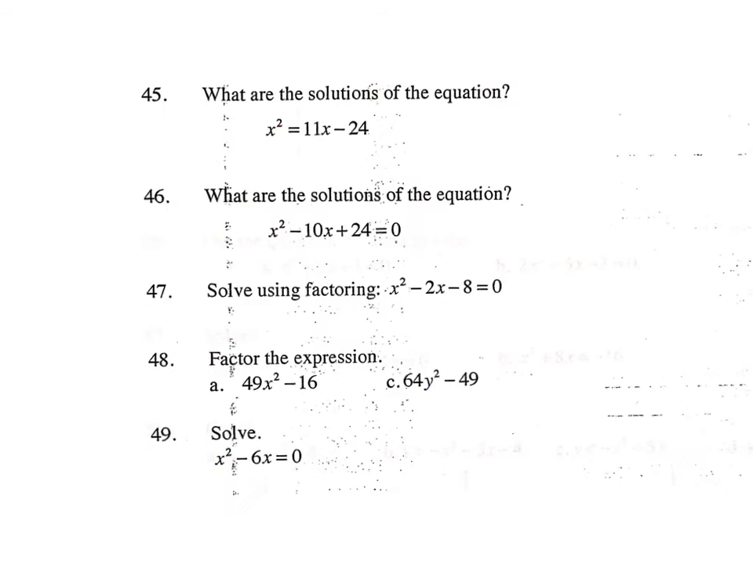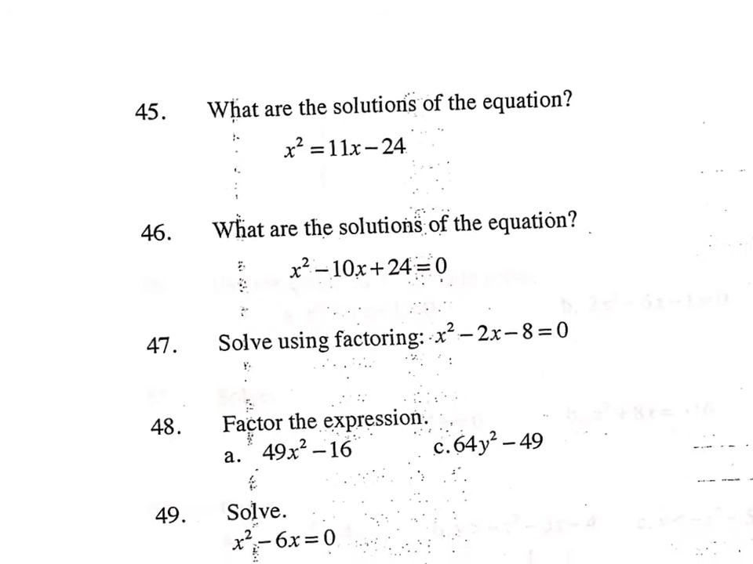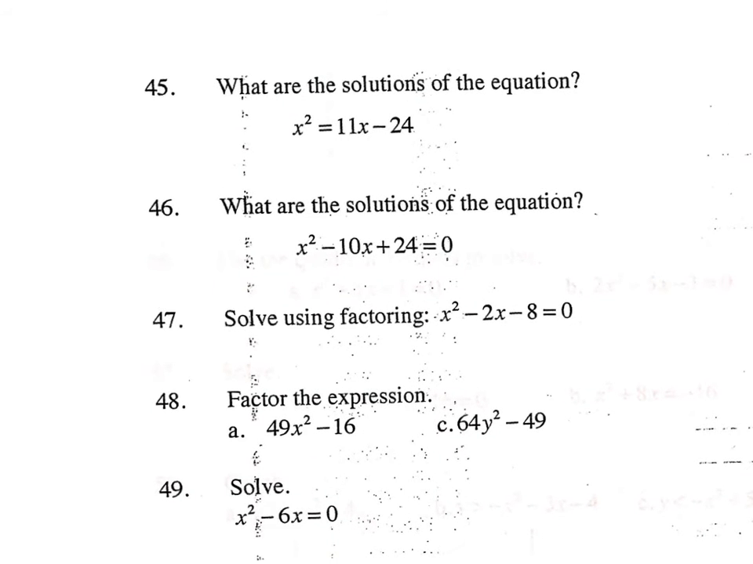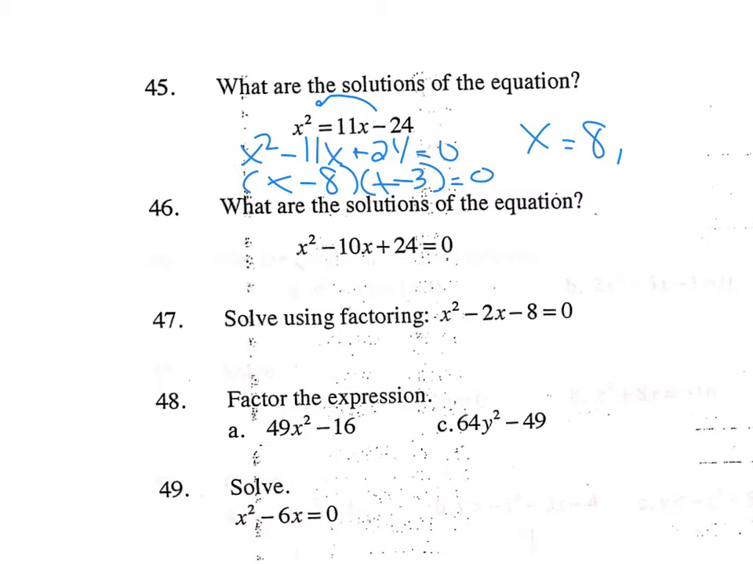Looking good. Keep going. 45, solve the equation. I'm going to do that like I just did. I'm going to factor that one. But before I do that, I'm moving everything over to that side. So I have x squared minus 11x plus 24. When everything comes over, remember the signs change. Factors of 24 that add up to be negative 11 are negative 8 and negative 3. So I get these two answers. Don't forget to put your answers down, 8 and 3.